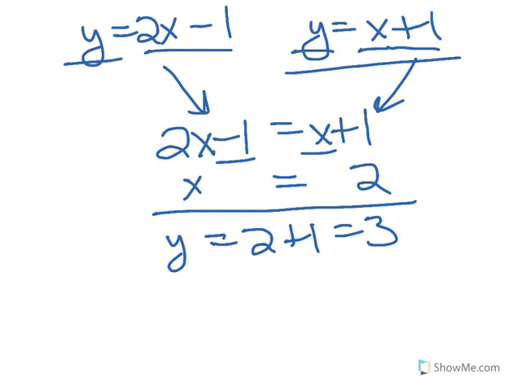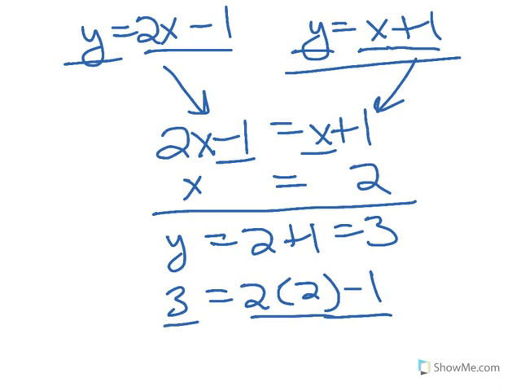Putting them into the other equation, does 3 equal 2 times 2 minus 1? Well, 2 times 2 is 4. 4 minus 1 is 3. It does work there. We already checked the other one by discovering what y was in the first place. So the solution to this system of equations using the substitution method is 2, 3.